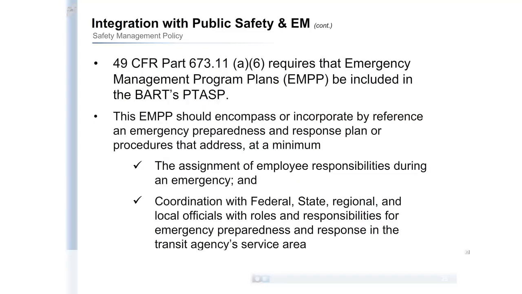49 CFR Part 673.11(a)(6) requires that emergency management program plans, EMPP, be included in BART's PTASP. This EMPP should encompass or incorporate by reference an emergency preparedness and response plan or procedures that address, at a minimum, the assignment of employee responsibilities during an emergency, and coordination with federal, state, regional, and local officials with roles and responsibilities for emergency preparedness and response in the transit agency's service area.